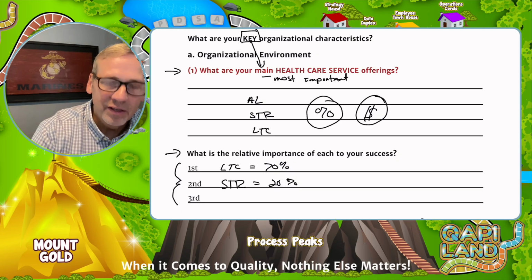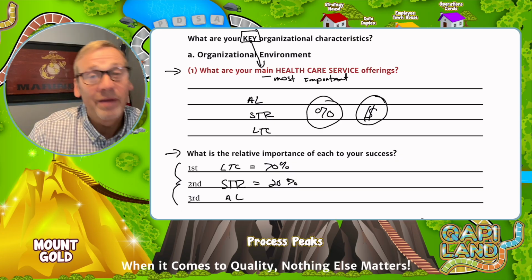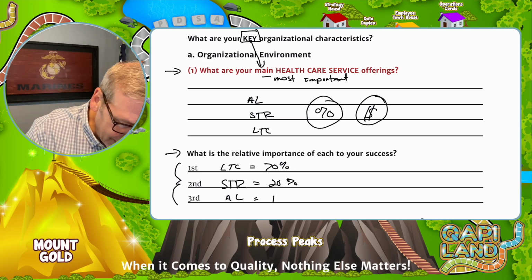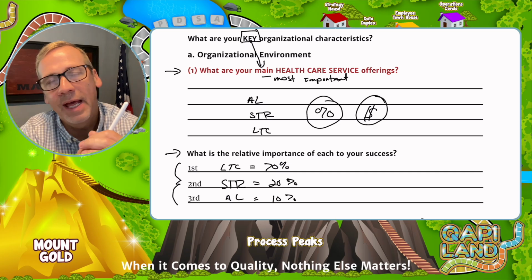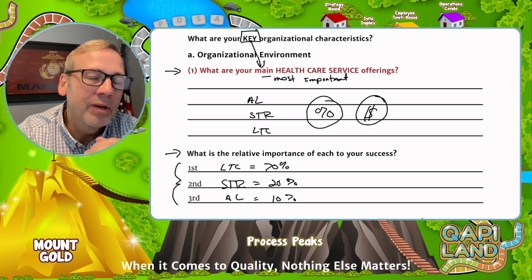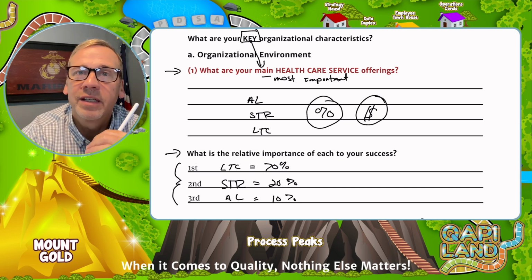And that would leave us with an AL. I should let you know that we have a very small 10-bed AL attached to our building. And so really it only makes up 10%. 10%, it's a 100-bed building. Only 10% of our residents are assisted living.